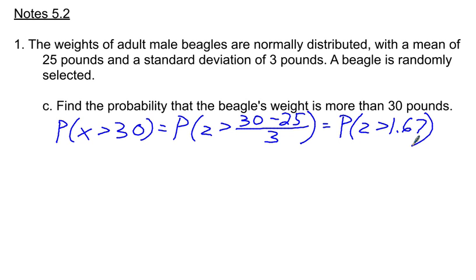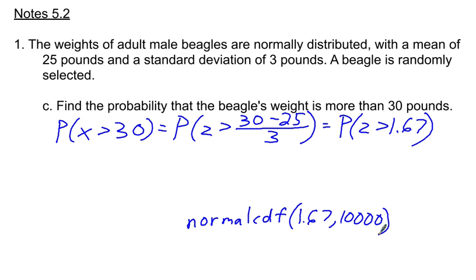1.67. We have greater than, so if I was using the calculator, I would use normalcdf(1.67, 10000), and this comes out to 0.0475.